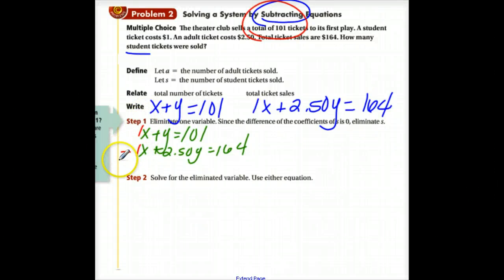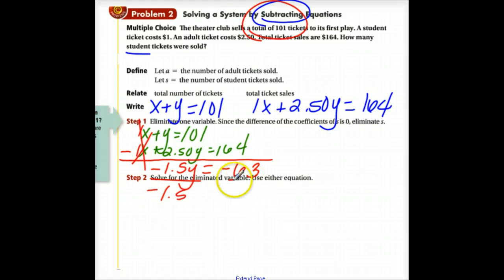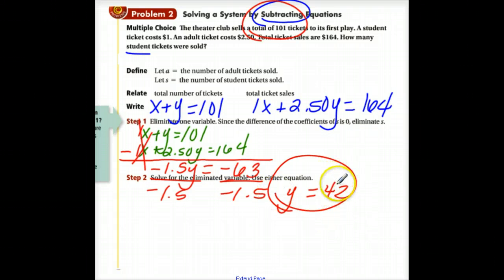So I'm going to now subtract these 2 equations. Now my x minus x cancels out. Now I have 1y minus 2.50y. I get negative 1.5y. And 101 minus 164, I get a negative 63. Now I can divide by negative 1.5, divide by negative 1.5, y equals 42. So that is how many adult tickets we sold, because that's our y value in our equation.